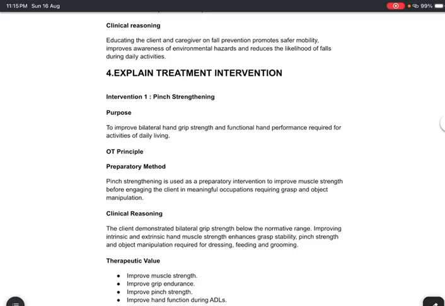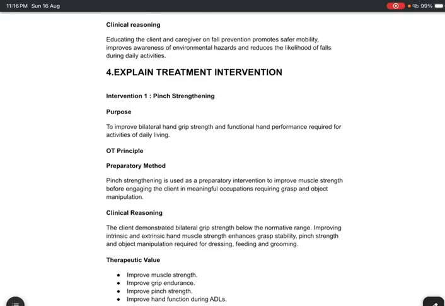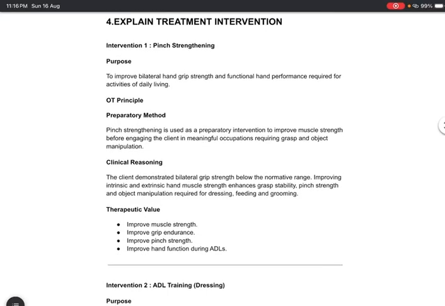Based on these treatment aims, I selected 3 main interventions during the session, which were graded pinch strengthening, ADL training for dressing, and gait training for ambulation. My first intervention was graded pinch strengthening. The purpose of this intervention was to improve Mr. K's bilateral hand strength and functional hand performance required for activities of daily living. This intervention was used as a preparatory activity because improving hand strength can prepare the client for meaningful occupations that require grasping and object manipulation.